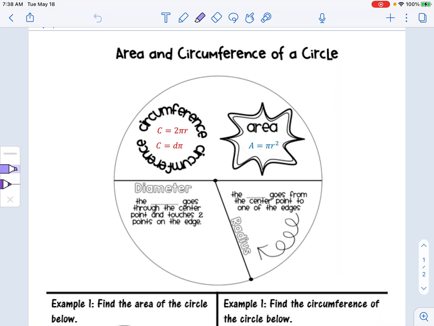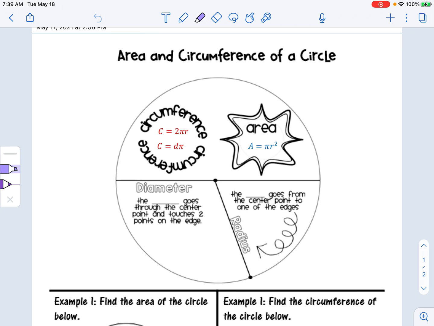Maina. Today we're going to find the area and circumference of a circle. Okay, so our circumference formula is either 2 pi r, where r is the radius, or it could be the diameter times pi. Because 2 radii equals 1 diameter. Our area formula is pi r squared.